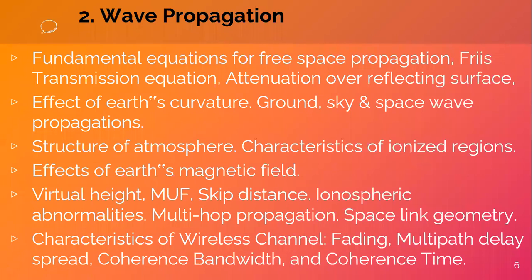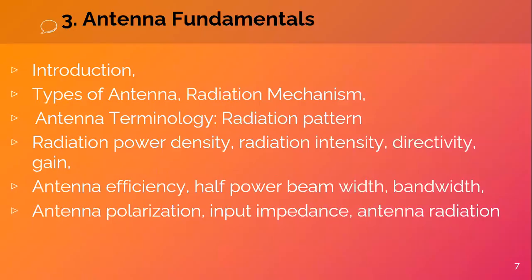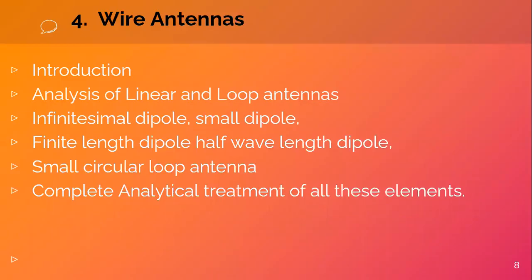Similarly, the structure of the atmosphere, its characteristics, the ionization effects, the virtual heights, what is meant by the MUF and skip distances, all these things, and the characteristics of wireless channels, fading, and multipath will affect the antenna, because the antenna is receiving and the antenna is transmitting. So definitely these characteristics and parameters will be affected. Similarly, the third chapter is on the basis of antenna fundamentals. We will go through the introductory part, the types of antennas, the radiation mechanism, radiated power, antenna efficiency, polarization effect, and all. Similarly, the next chapter is chapter number 4.